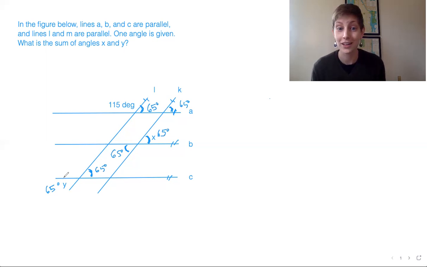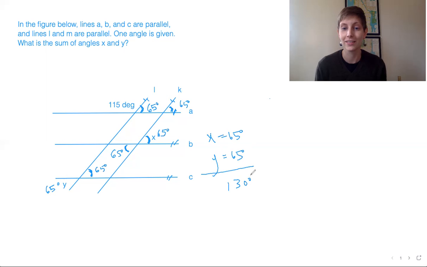Now remember our question, what is the sum of angles X and Y? So if we found X to equal 65 degrees, and angle Y to equal 65 degrees, we have to remember at the end to find that sum, 130 degrees.